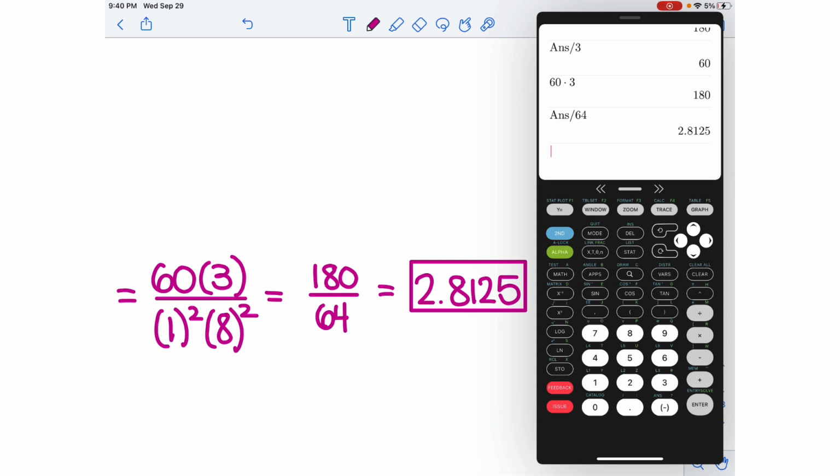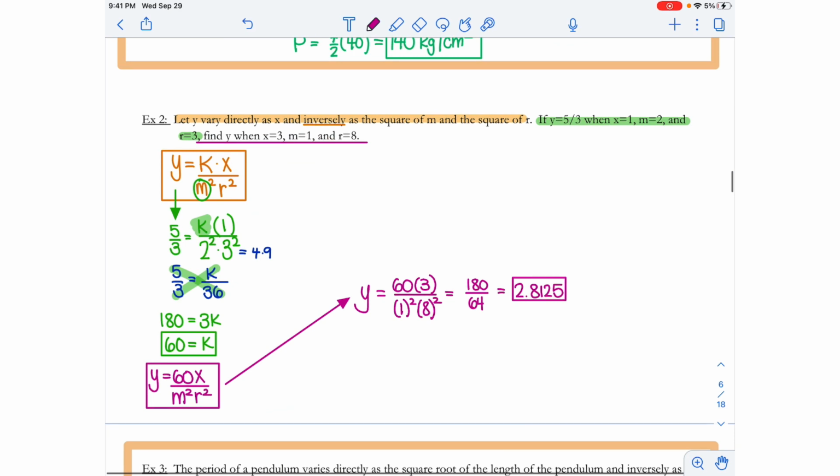Okay, I could have even typed it like this: 60 times 3 over 1 squared times 8 squared, and gotten the same answer, if you really want to type it out exactly the way you see it on paper. There's a couple ways to do that. All right, that's the answer, 2.8125.